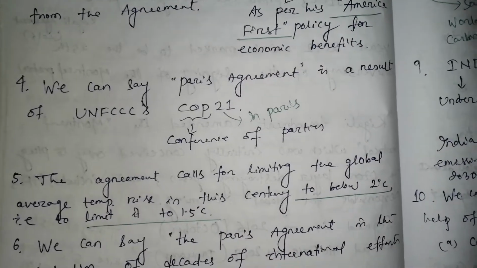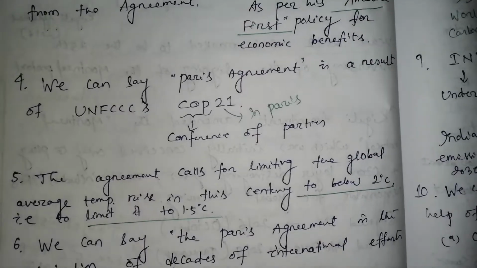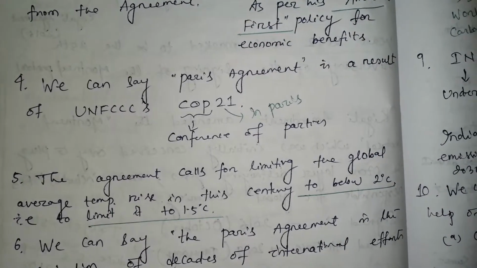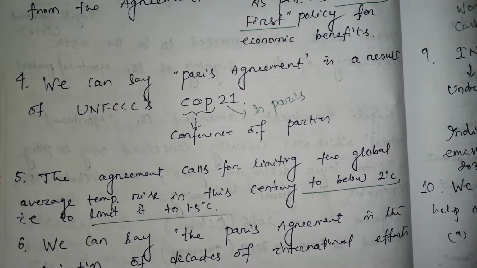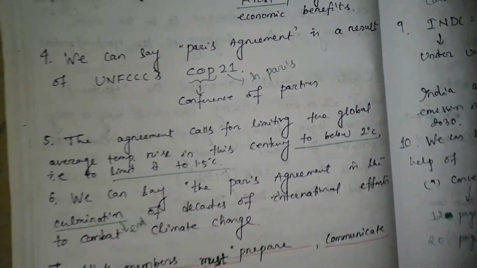Point number 4. We can say Paris Agreement is a result of UNFCCC's COP21. COP21 was held in Paris. What is COP? This is Conference of Parties.